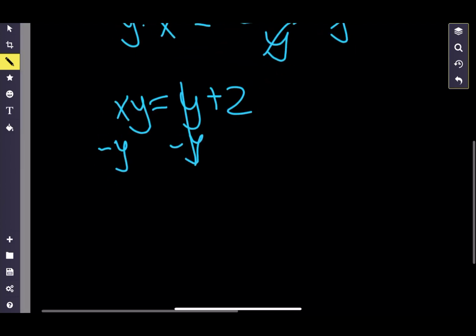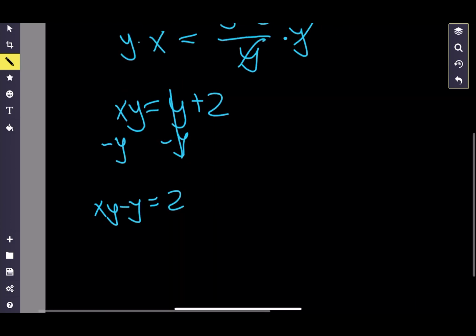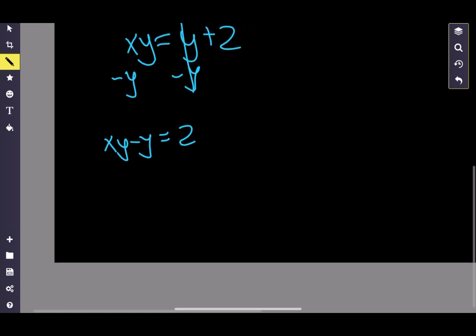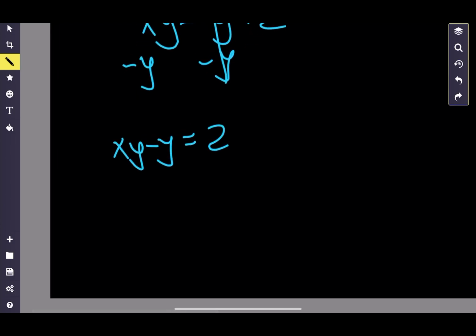This cancels out, and you're going to get xy minus y equals 2. Just move the y's to one side. Now you notice that this xy term has a y, and this right over here is a y. So what you can do is factor out a y. I know I'm saying that a lot, but you can factor out a y in this case.